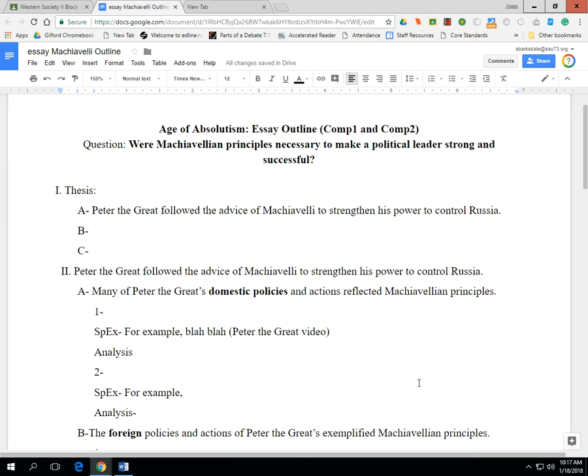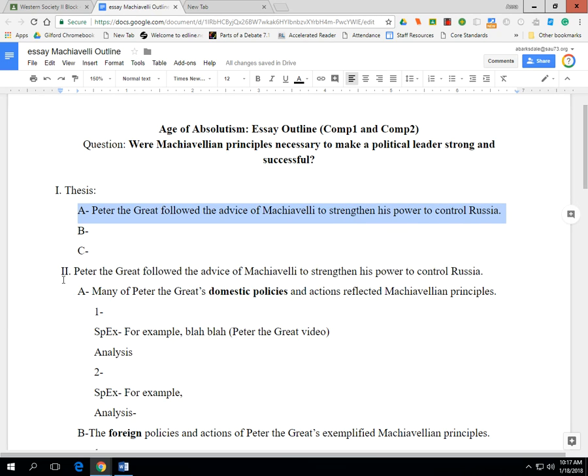I know that our instruction on Thursday was quick, so this will help if you have any questions. So on Thursday, we began the process of setting up your outline by working on the Peter the Great section. In your outline already completed, you should have your thesis, which is based around the question, Machiavellian principles were or were not necessary to make a political leader strong and successful. Your A, B, and C are your proof areas, and your proof area focus for class today is to work on Peter the Great. So that is A.